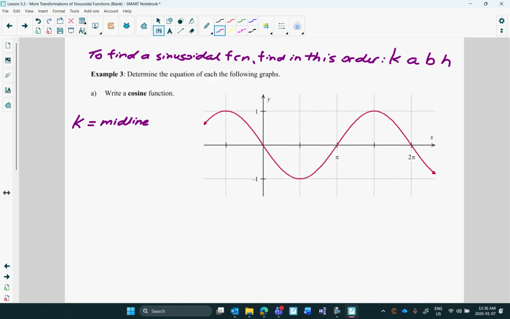Another way you can find the midline, always, do the max plus the min divide 2. This one's pretty easy to find the midline. Sometimes they're not so easy. So to find the midline, you can always do max plus min divide 2. So it's 0. Okay, so I've got K, that's nothing. A is the amplitude. Now that I've got the midline, I can figure out the amplitude, which would be 1.